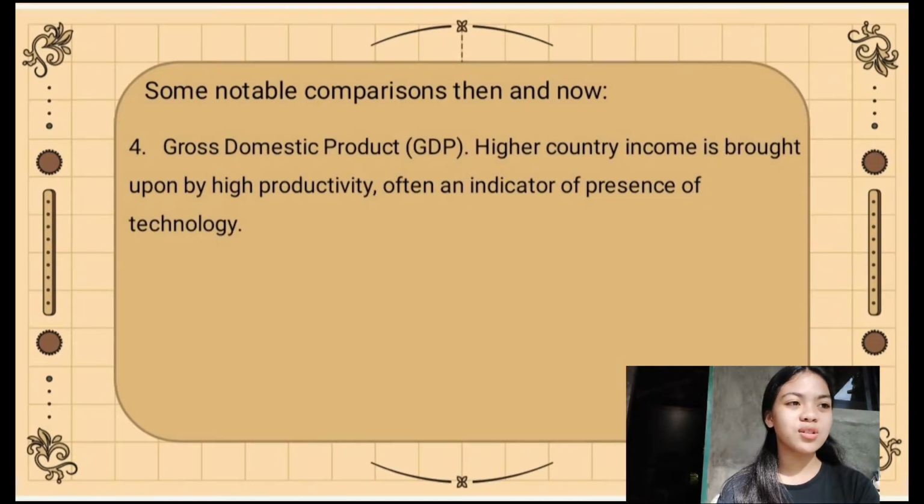Then last is gross domestic product or GDP. Higher country income is brought upon by high productivity, often an indicator of presence of technology. So that's it for my part, and thank you.